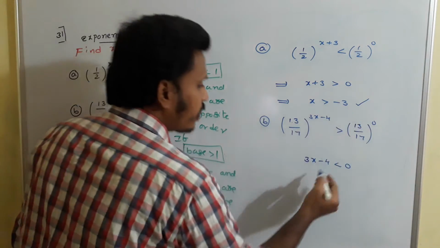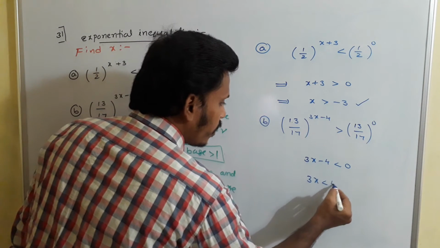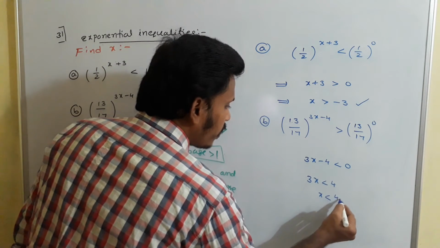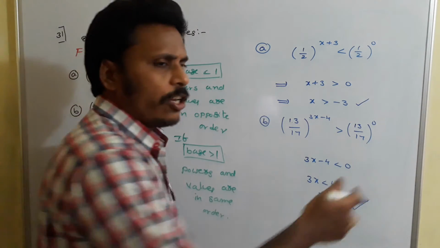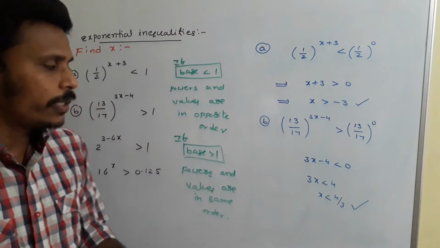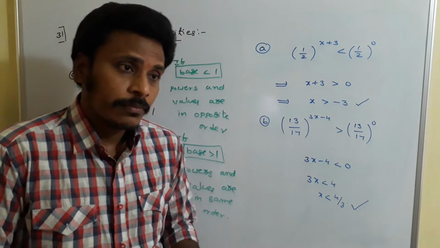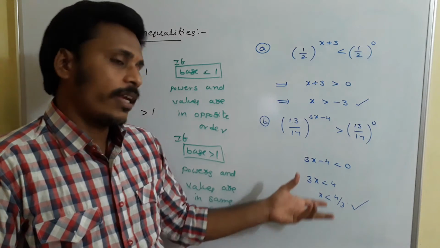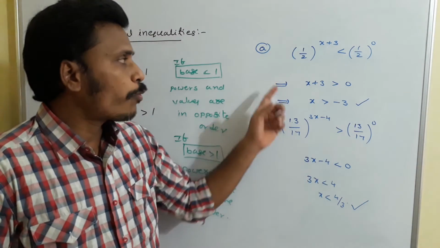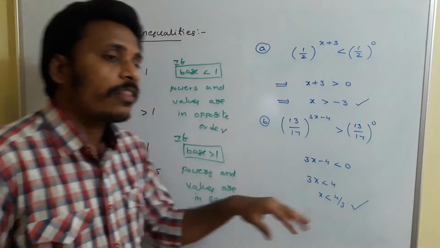3x minus 4 is less than 0. So 3x is less than 4 and x is less than 4 by 3. So any value which is less than 4 by 3 is acceptable, any value which is less than 4 by 3 is possible for x for this bit. These two problems are based on the first rule.